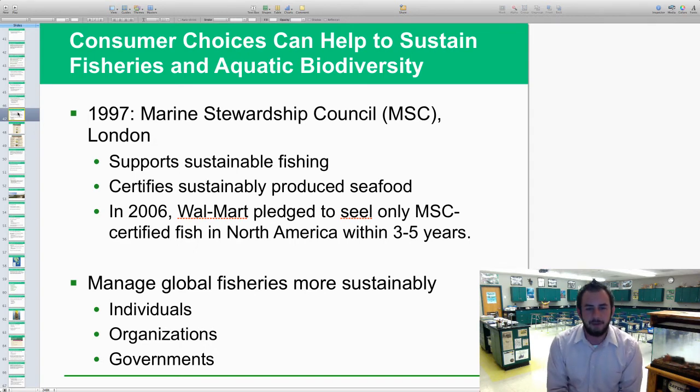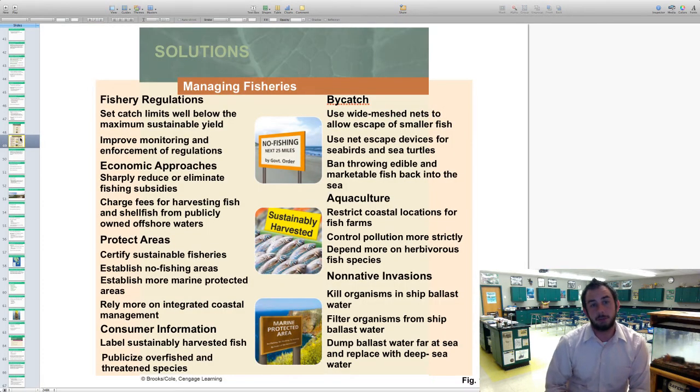How can we manage global fisheries more sustainably? It's going to take individuals, organizations, and governments to manage global fisheries more sustainably than we have in the past, which hasn't been very good. So some solutions by managing fisheries: having some fishery regulations, set some catch limits well below the maximum sustainable yield. Improve our monitoring. That's one of our worst things, enforcement and monitoring of those fisheries. A lot of illegal things going on.